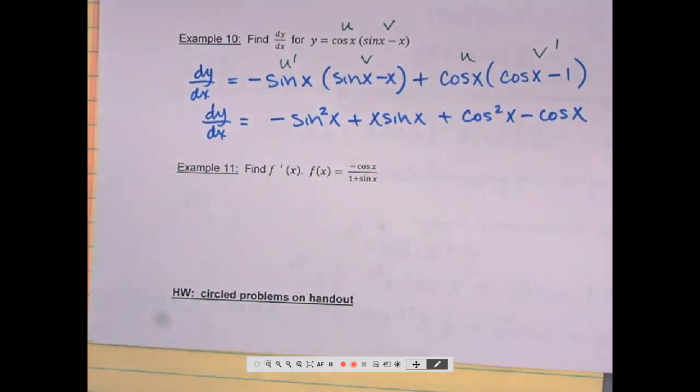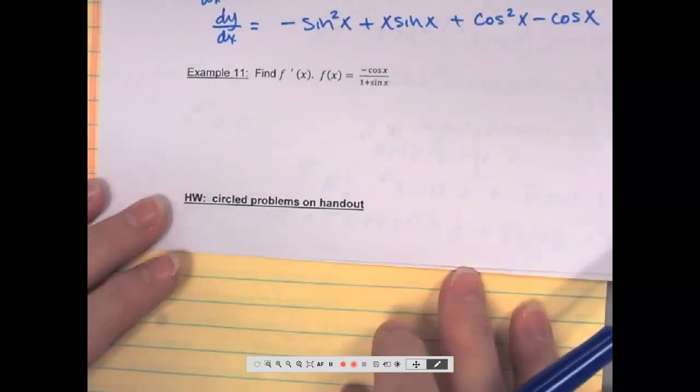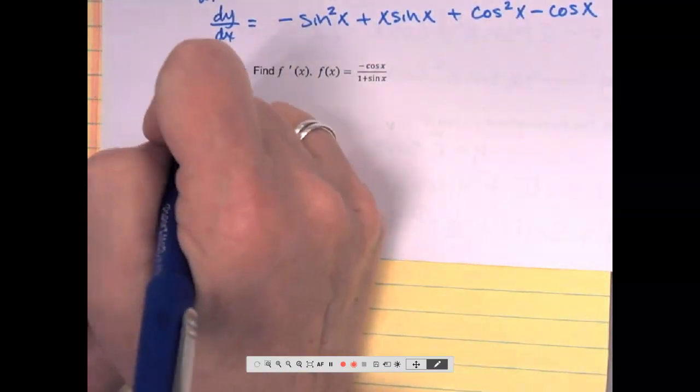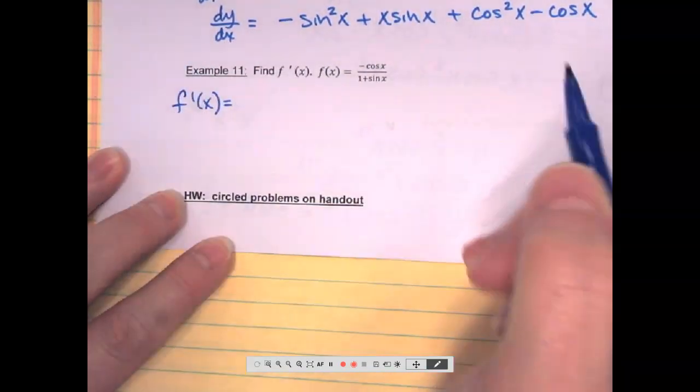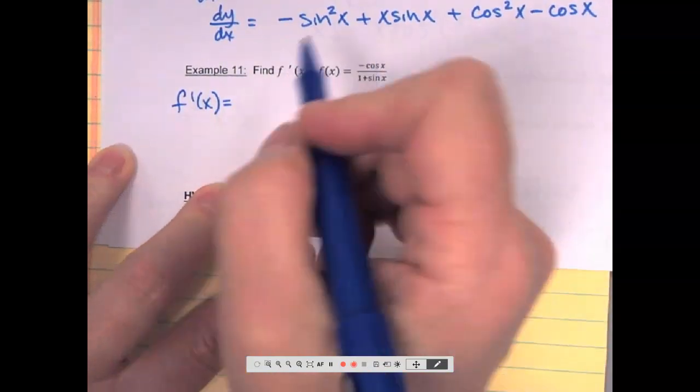Okay, last one. Find f prime of x, negative cosine x over 1 plus sine. Quotient. I don't think we've done that yet today, have we? All right, y'all do it and I'll do it.